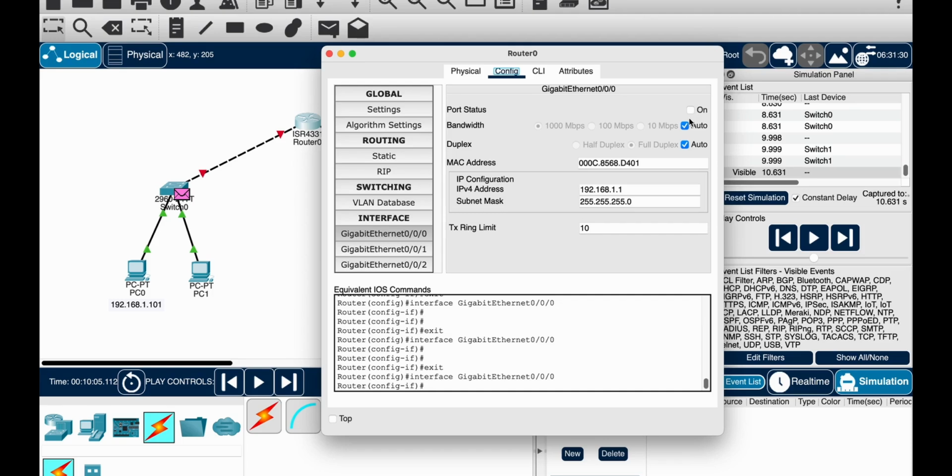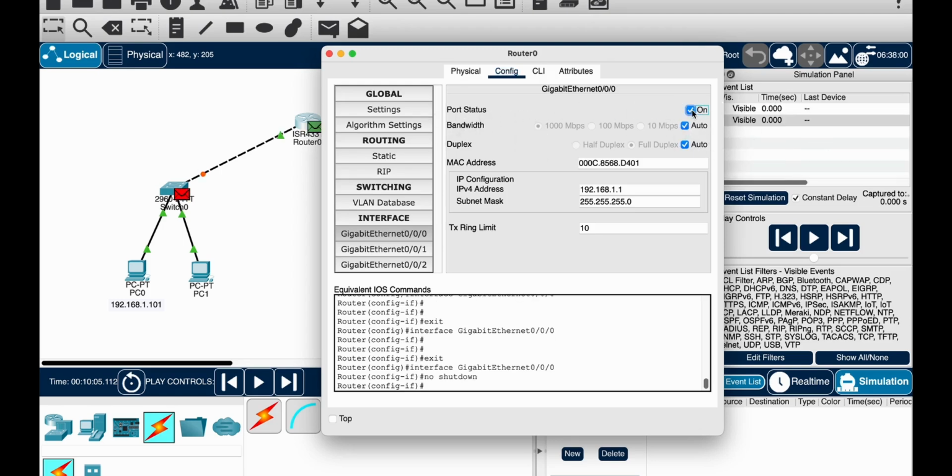So this is slightly different from normal PCs and routers. Routers can have multiple ports and it affects their efficiency. So anything that is not in use is turned off. So you actually have to go ahead and turn this port on. Okay, so we're going to click on this, and this is going to turn the whole router on.